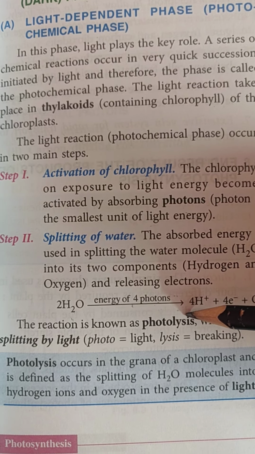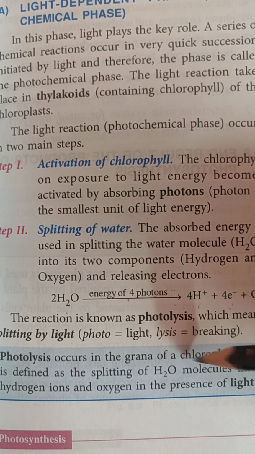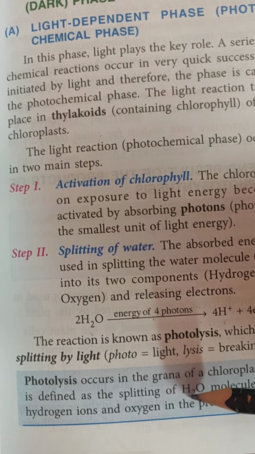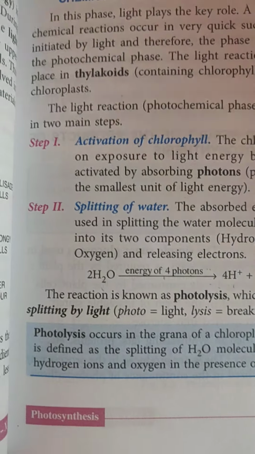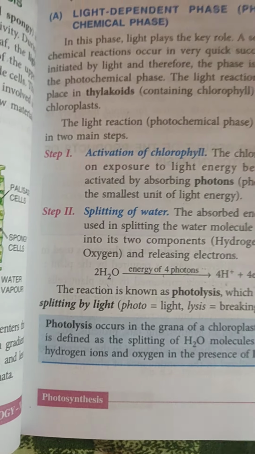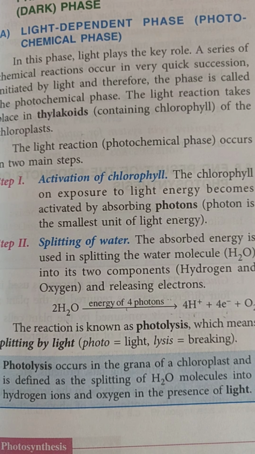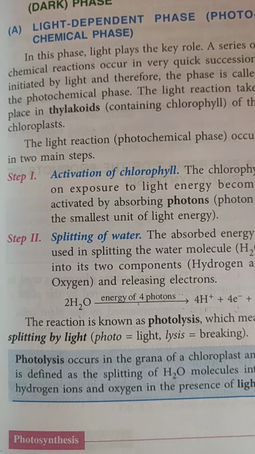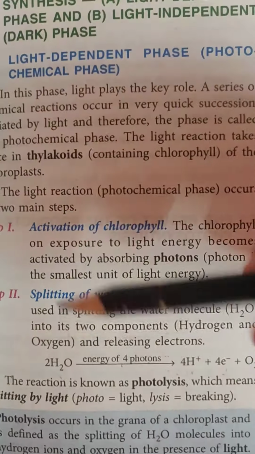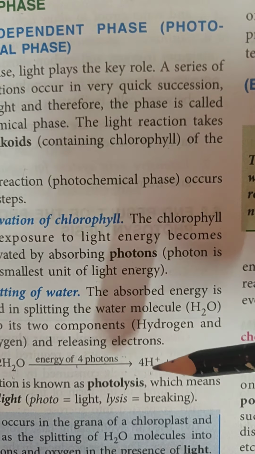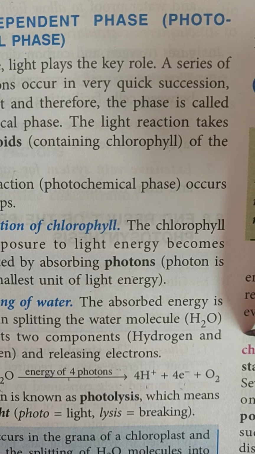And where does it occur? It occurs in the grana of chloroplast. Now you may say that here you mentioned thylakoid, here you are saying grana. What is grana? Grana is nothing but a stack of thylakoids. So obviously it will take place in grana. Now let us see what happens with these end products of photolysis.